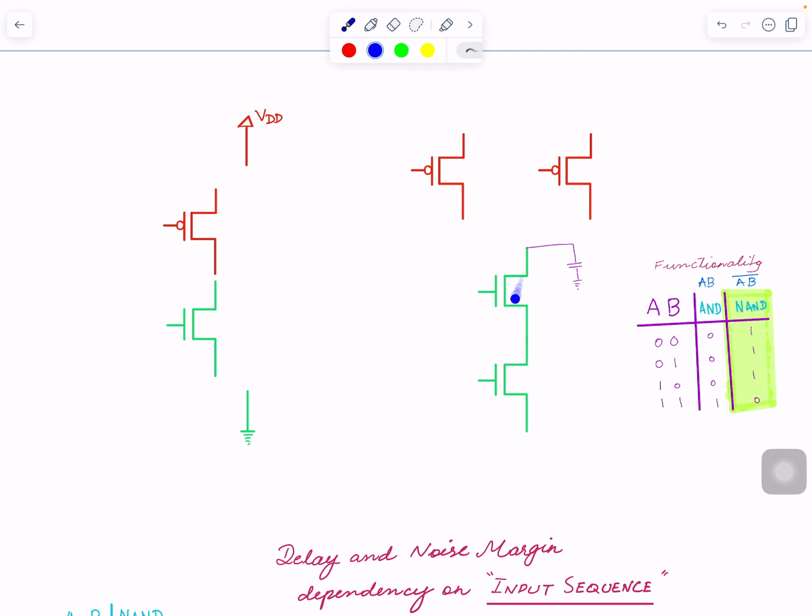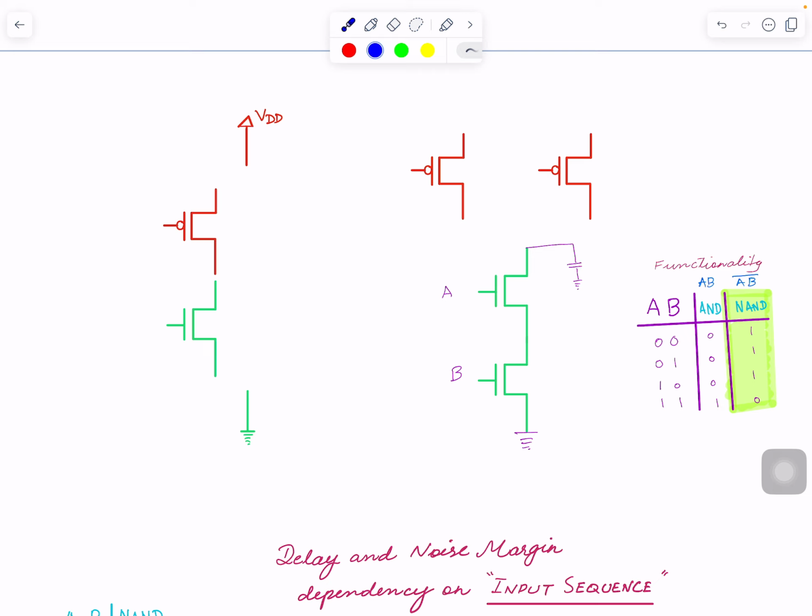A 1, B 1, only this node goes down. This is an inverting, right? So it's not AND, it's NAND, because output gets inverted. If A is 1, this is on, but this AB is 0. I'm assuming I'm connecting A here and B here. In this case, when one of them is off, output is 1, meaning it stays at higher voltage. I'm assuming it's previously charged. So you understand the difference?